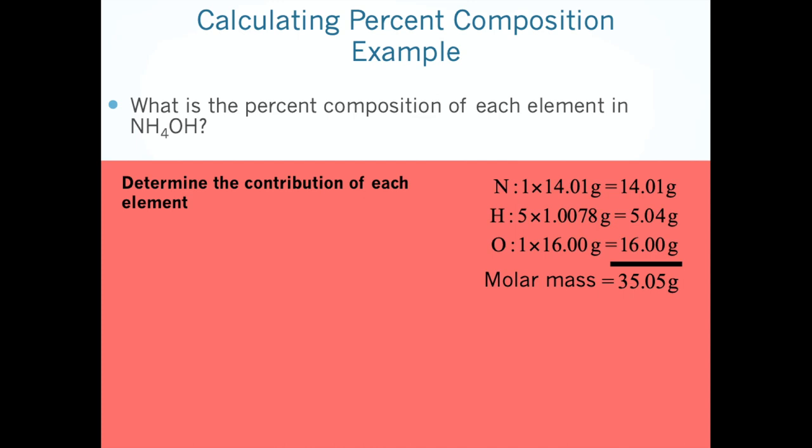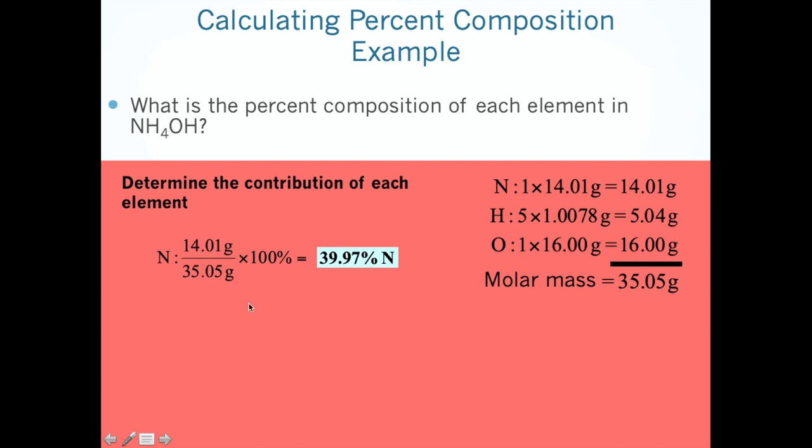So if someone asked you, out of my 35 grams of ammonium hydroxide, what percentage comes just from nitrogen? Well, the nitrogen contributes 14 grams out of that 35, right? So to figure that out, I would take 14 grams from my nitrogen, divide by 35 grams for the total, times 100%. And I would get about 40% nitrogen. Again, my numbers here are going to be slightly off than if you use whole numbers.